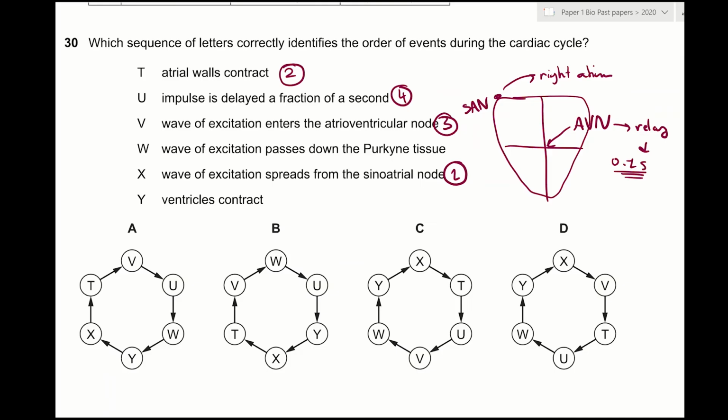Then, after this delay happens, the wave now travels to something called Purkinje fibers, found at the base of the ventricles. Once the wave reaches the Purkinje fibers, so Purkinje tissue is going to be 5, now the ventricles are able to contract. So Y is going to be 6. And the answer is going to be A.